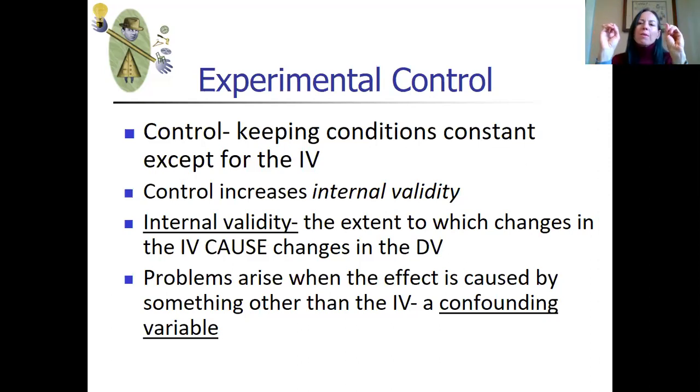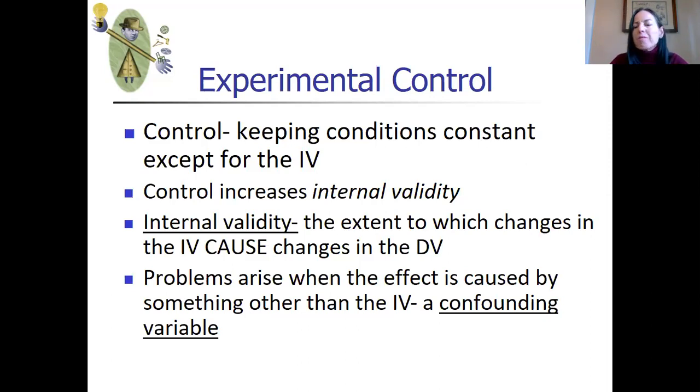And if we find out that one group is less likely to get sick and it's that vitamin C group, then we know it's because of vitamin C, because nothing else is different between them. So we call that internal validity, the extent to which we are sure that it was the independent variable, vitamin C, that caused changes in illness. And we have a real problem when something else causes the change.